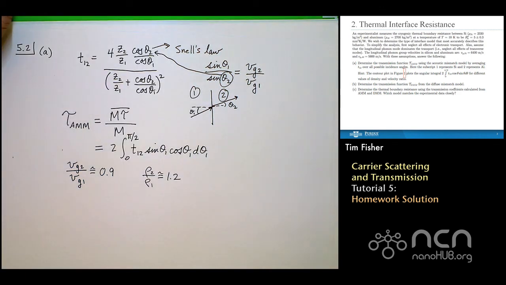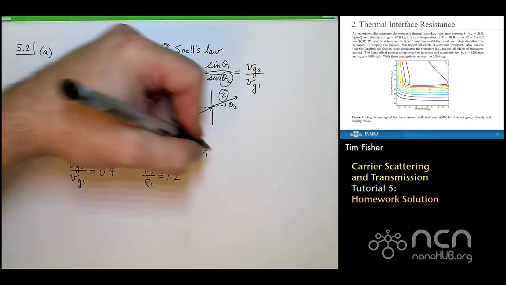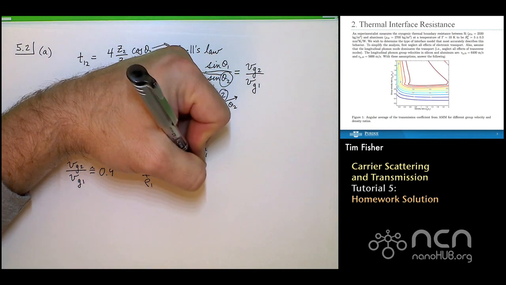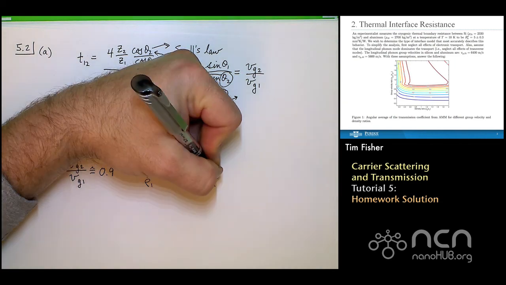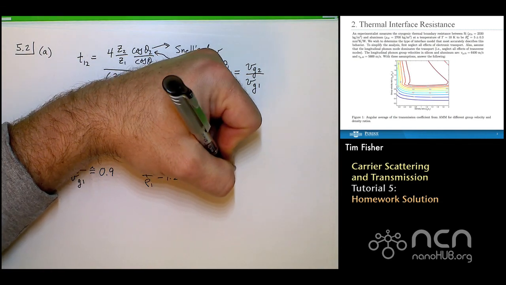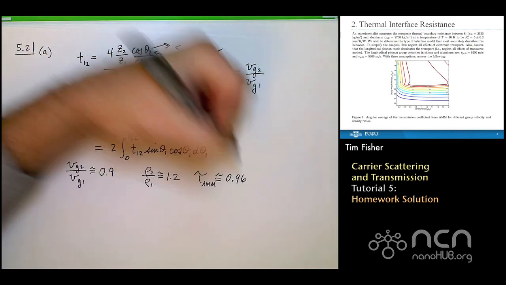We look up the values for this transmission function in the graph that was provided, and we find that the transmission function is about 0.96.